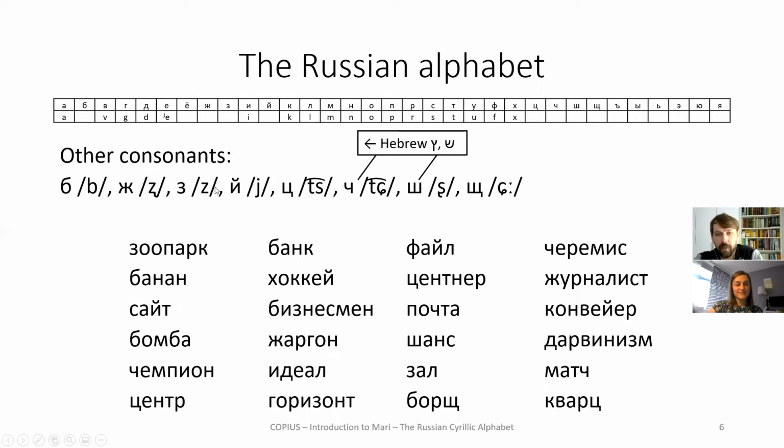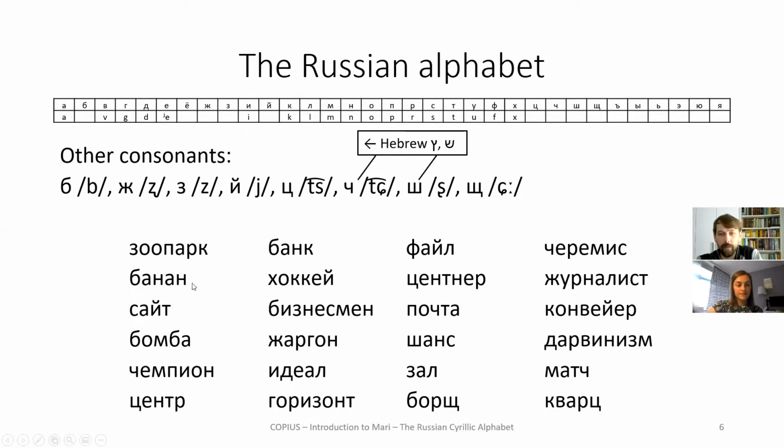And the pronunciations of these letters are Б, Ж, З, Й, Ц, Ч, Ш, Щ. Great. So Зоопарк, zoo or zoo park, obviously, but yeah.